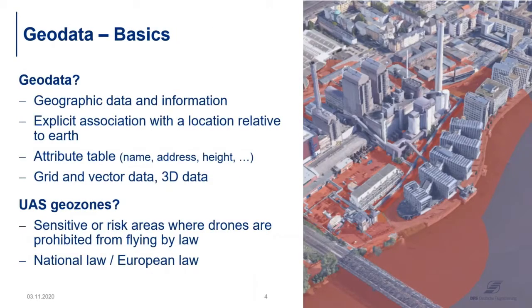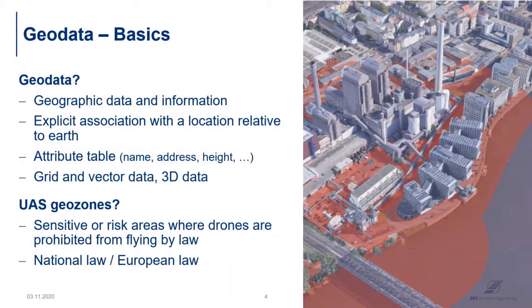But before we continue with the modeling of UAS geozones, here are a few basics. Perhaps you have already asked yourself, what are geodata? Geodata is the short version of geographic data and information, and geodata have an explicit association with a location relative to Earth, for example, geographical position defined by coordinates. But in addition, and this is the great thing, geodata have other information such as the name or address data or the elevation of an object. And these are stored in a so-called attribute table. This means when you select a geo-object, its properties are displayed. And we have geodata as grid data and vector files and as 3D data.